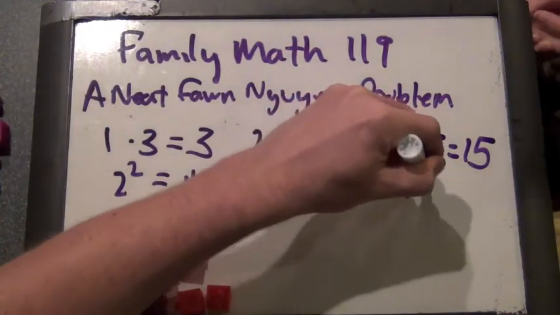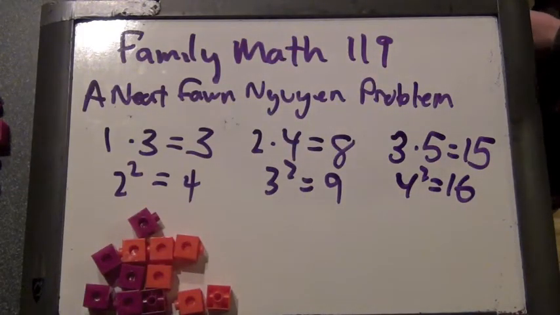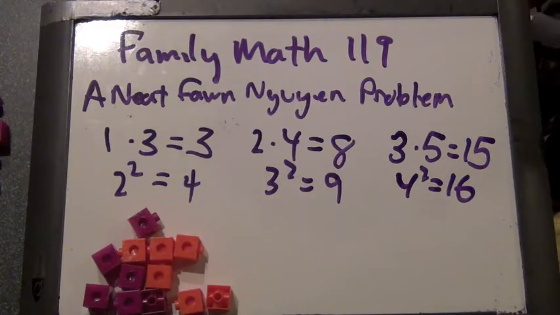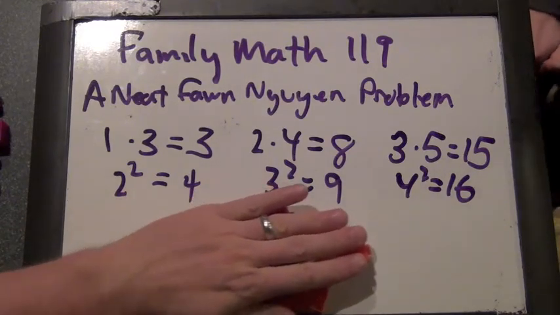Looks like these numbers are always 1 smaller than the middle number squared. Yeah, it sure looks like it. So why don't we use our snap cubes to take a look at this?